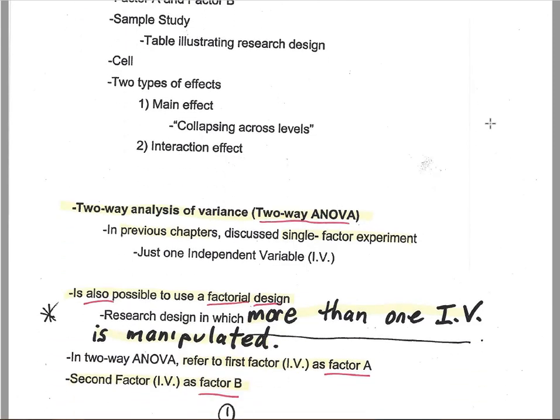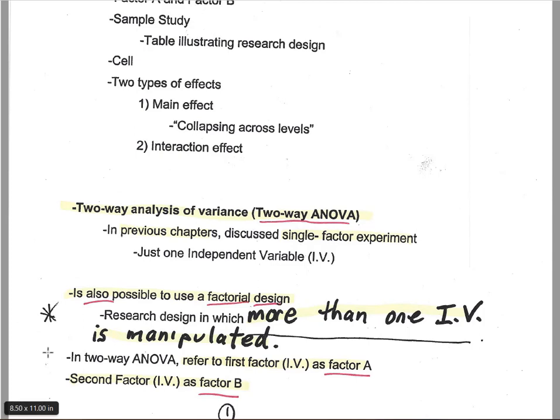Introduction, basic concepts, two-way analysis of variance, two-way Anova. In previous chapters, we talked about single factor experiments in which you manipulated just one independent variable. But as long as you're taking the time and effort to conduct an investigation, why not manipulate more than one independent variable? Yes, this is possible. It's possible to use a factorial design. That's a research design in which more than one independent variable is manipulated.